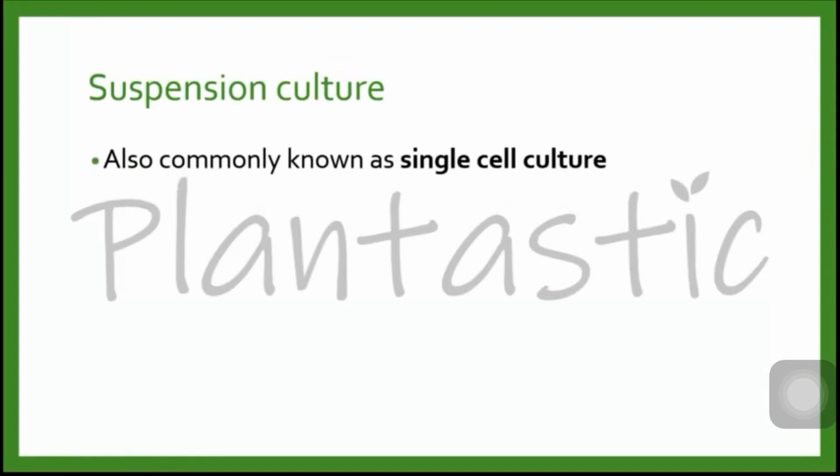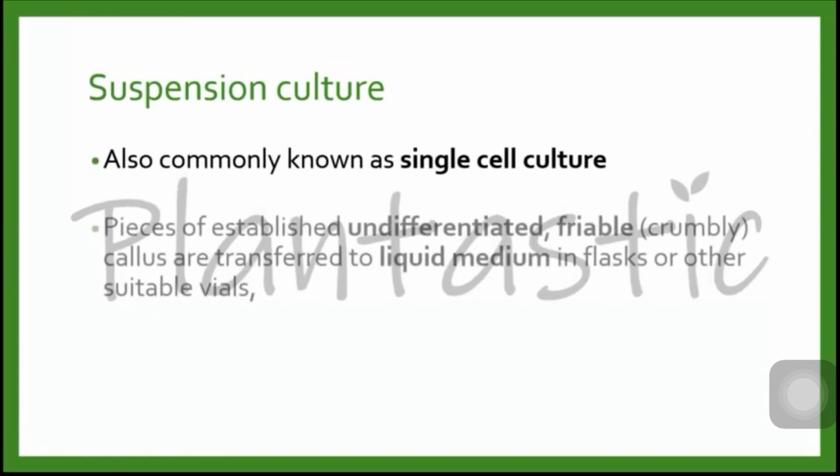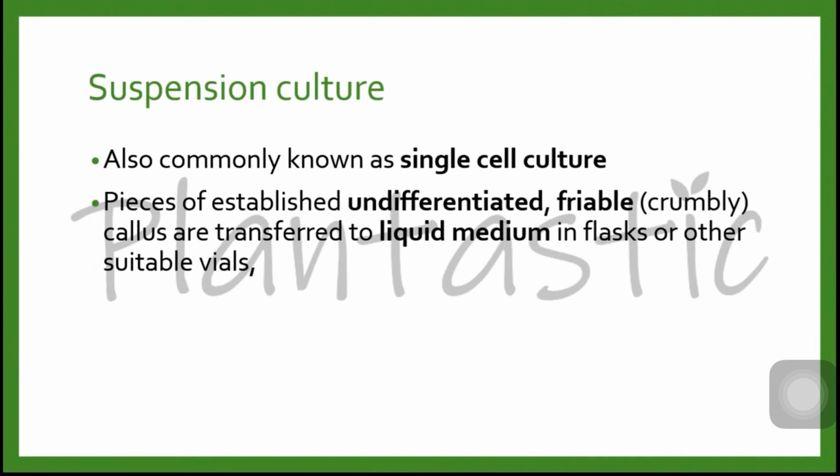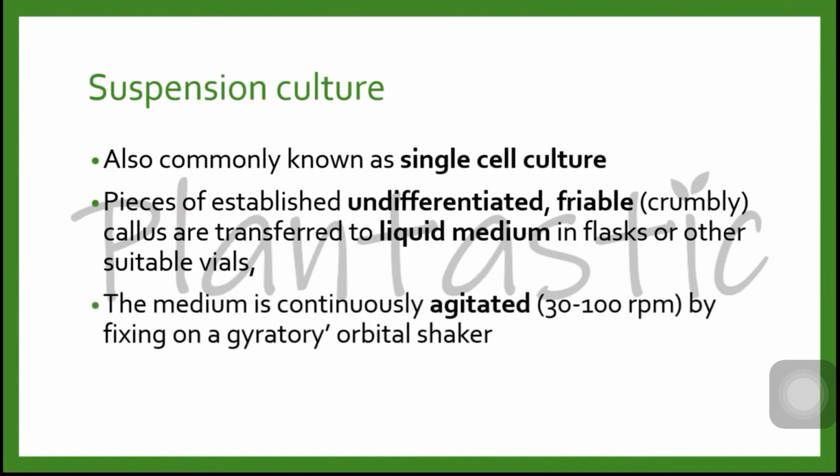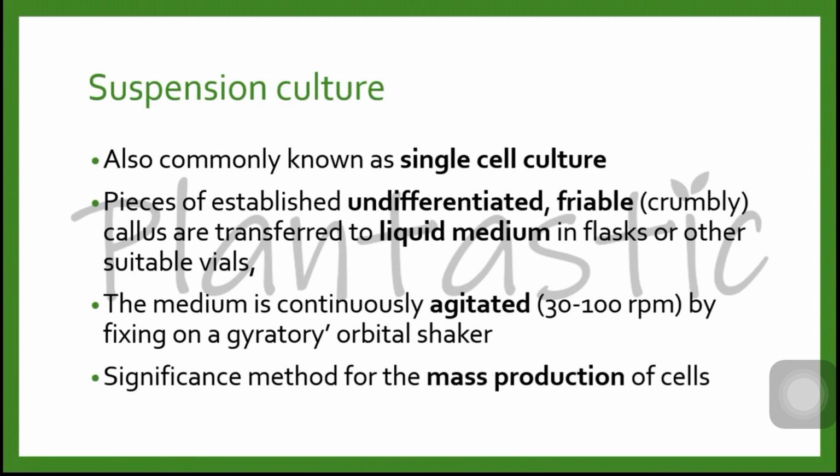known as the single-cell culture. It uses the pieces of established undifferentiated or friable callus that are transferred to the liquid medium in a flask or other suitable vials. The medium is continuously agitated at around 30 to 100 rpm by fixing on a gyratory orbital shaker. It is a significant method for the mass production of cells.